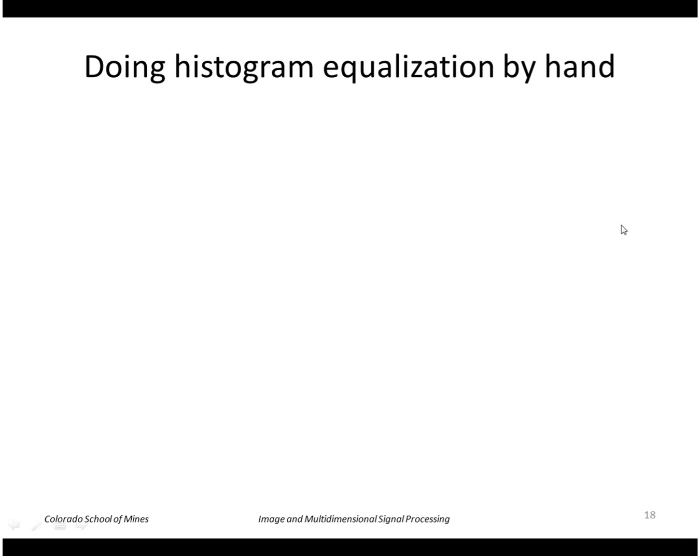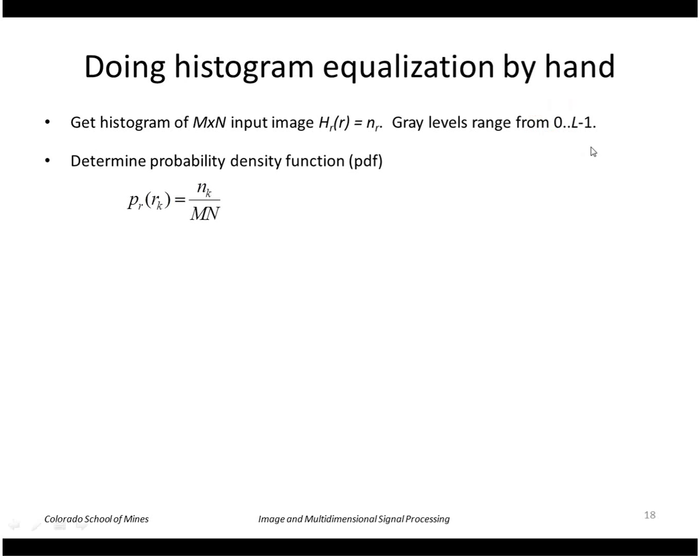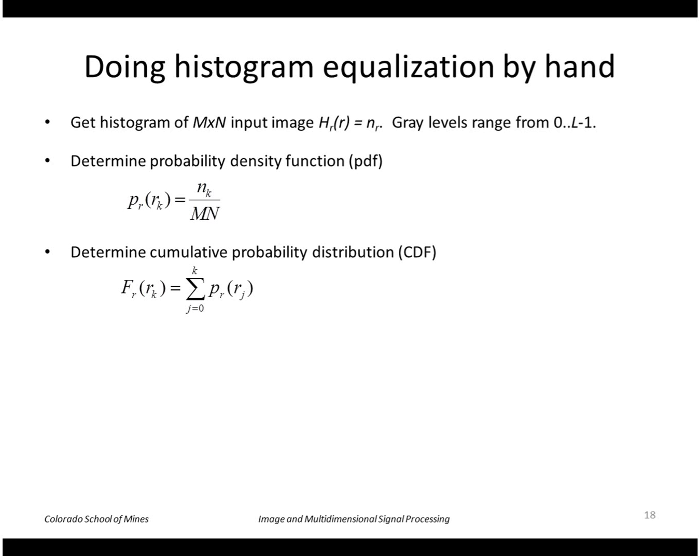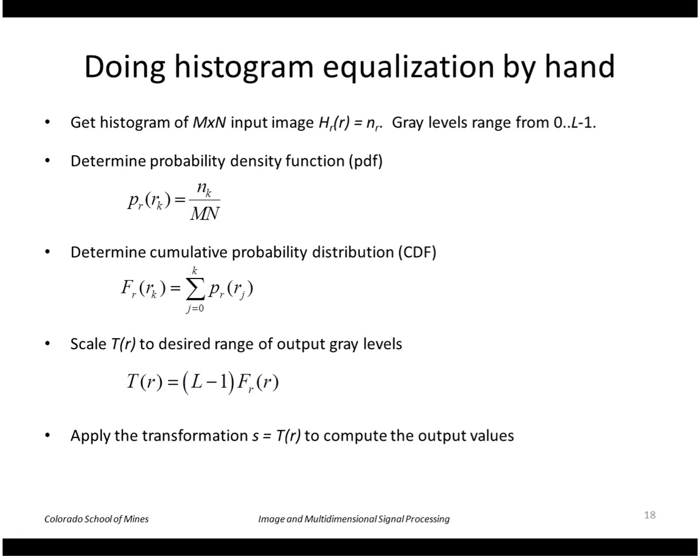Okay, I'm going to show how to do histogram equalization by hand, or essentially not using MATLAB's built-in function. So the procedure is to start with the histogram of the image. Let's say the values go from 0 to L minus 1. We'll divide by the total number of pixels to get a PDF. We'll then calculate the CDF by summing the PDF. And we'll multiply by L minus 1 to get our transformation function. And then we can go ahead and apply that transformation to compute the output values.